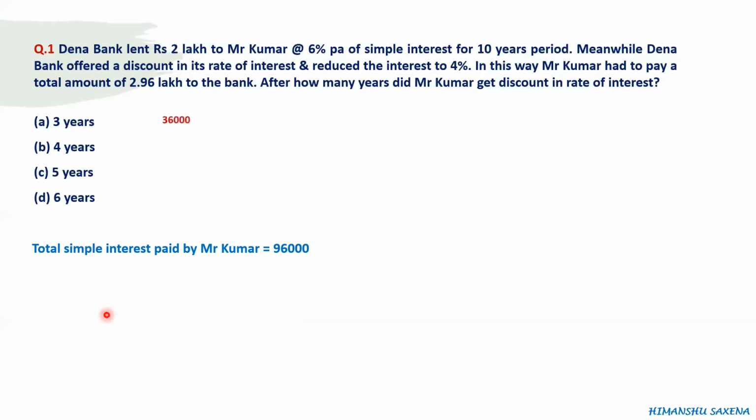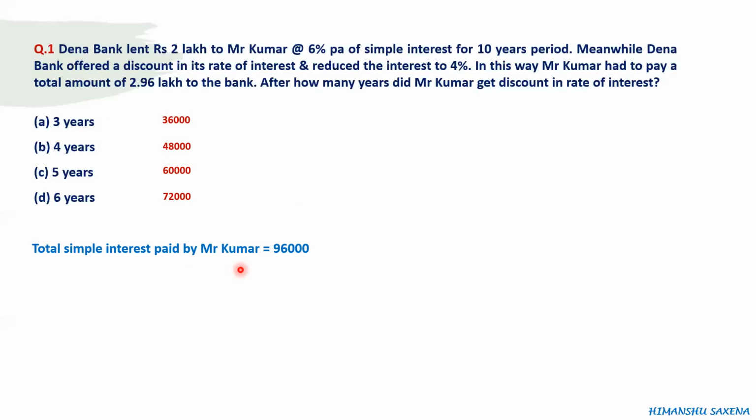So if he paid 6% interest on 2 lakh rupees for 3 years, then how much interest would he be paying in 1 year on 2 lakh rupees? 6% per annum simple interest is 12,000 rupees. So in 3 years he would be paying 36,000 rupees. In 4 years, how much would he be paying? 48,000 rupees. In 5 years, it would be 5 into 12,000, because in 1 year he's paying 12,000. So in 5 years he would need to pay 60,000. In 6 years he would need to pay 72,000. So you can see that it's very easy to calculate 6% interest for these number of years. So we can easily write these numbers.